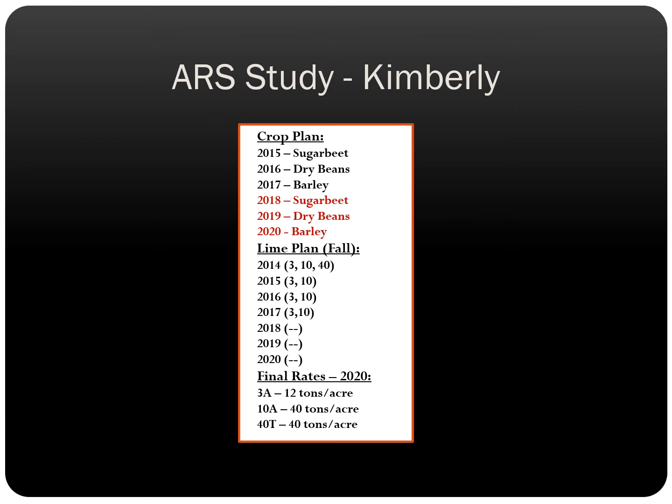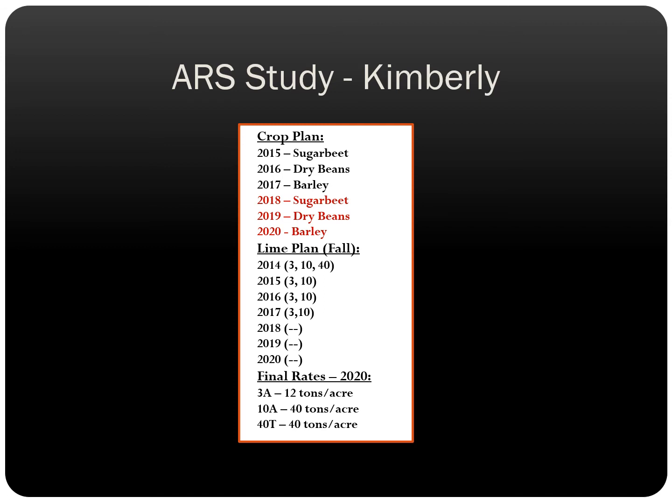The first cropping year was in 2015. So you can see that in the falls following 2014, there's no 40-ton rate because that was only applied once. But you continue to have the 3 and 10 ton per acre rates applied in 15, 16, and 17. And then after that, in 2018, 19, and 20, which is the second half of that rotation, all the lime had been applied.